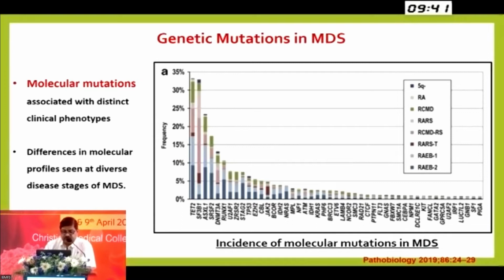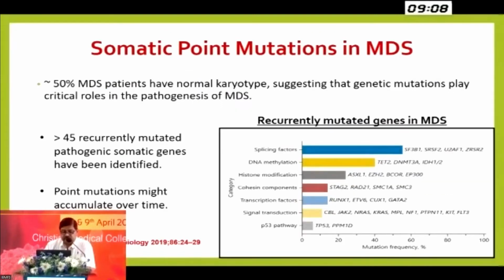So this is a slide which will tell you what are the common mutations that are seen in various morphologic types of myelodysplasia. She has already shown it, so I am not going to take more time on it, but all that I want to highlight is that all the different types of morphologic entities have been described. And you can see that TET2, SF3B1, ASXL1, SRSF2 and DNMT3A are the five commonest mutations that are seen in most of the morphologic entities of MDS.